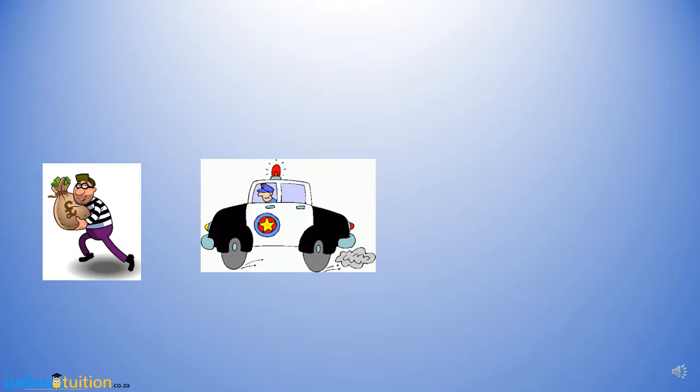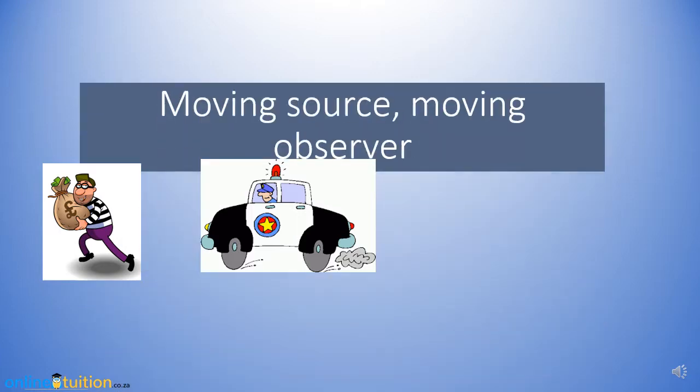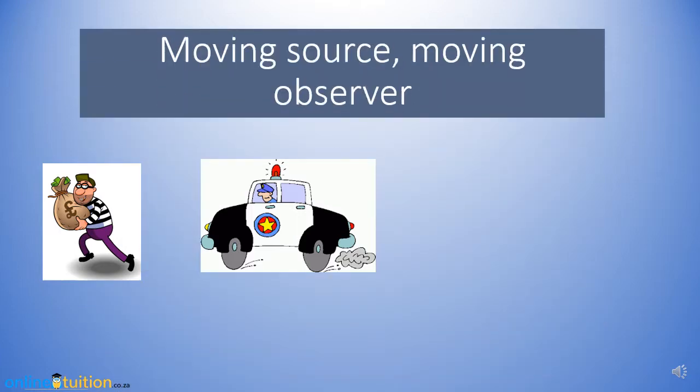Of course, we must have a look at the most general case, where now we have moving source and moving observer. So you have a police car moving at some speed, Vs, sounding its siren, and you have a robber, and he is moving at some speed, VL, away. So he's moving away. Of course, the car will be moving towards him. Why would the police car be moving in the opposite direction?